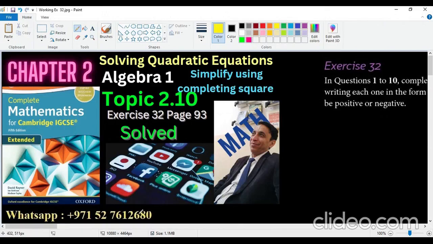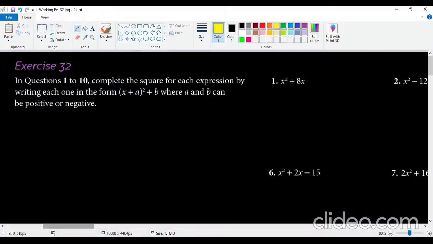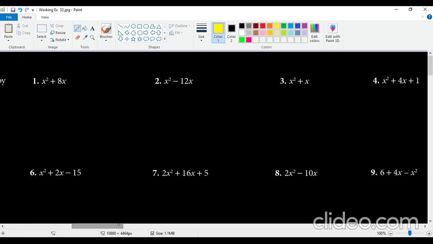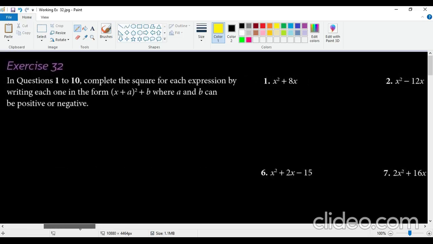Moving on to question number 1. In questions 1 to 10, complete the square for each expression by writing each one of them in the form of x plus a whole square plus b, where a and b can be positive or negative. Now let's see how we do this.